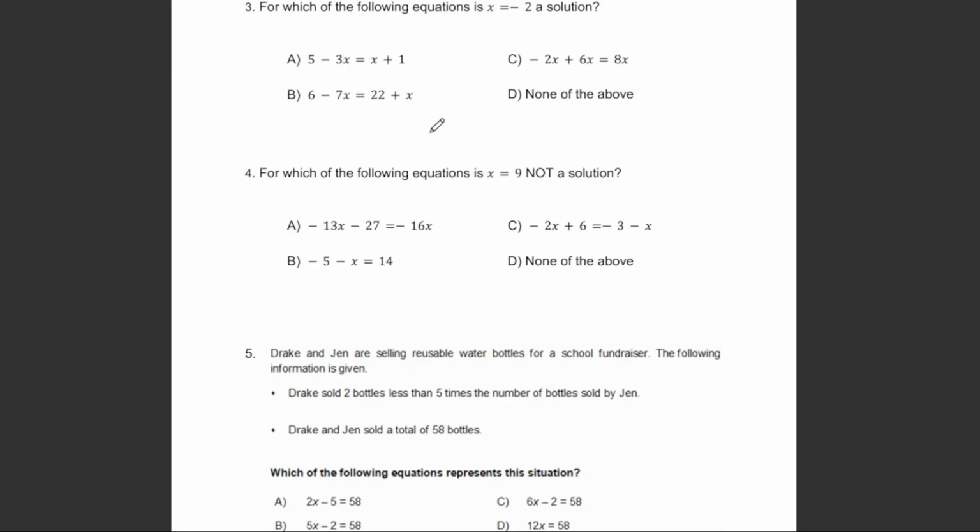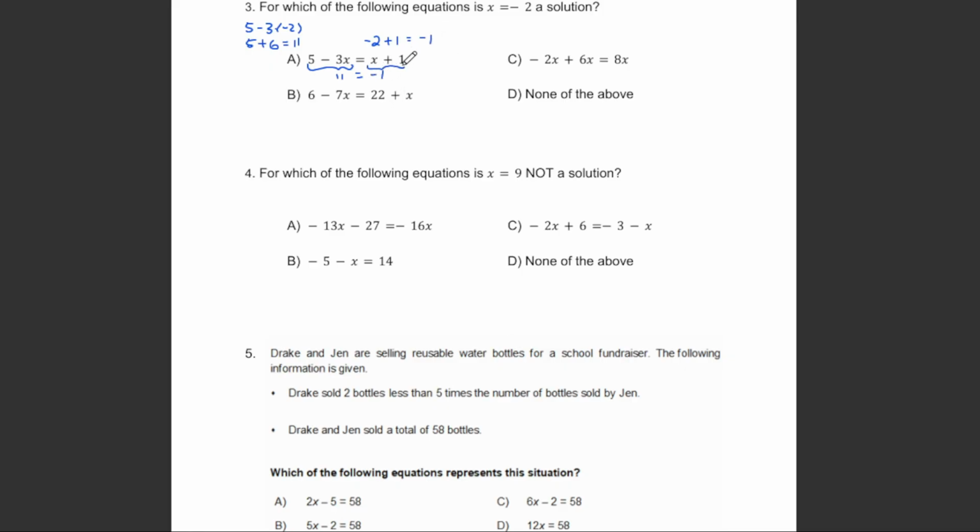If I go to my first option A and replace my x's with minus 2's, on the left I'm going to have 5 minus 3 times minus 2. The 5 stays the same, but because I have multiplication, that has to happen first because of BEDMAS. Minus 3 times minus 2, multiplication of 2 negatives, is going to be plus 6. I'm going to end up with 11 on the left side. And that's equal to something. I don't know what yet, but let's replace my x here with a minus 2. I'm going to have minus 2 plus 1, which is minus 1. So on the right, I have minus 1.